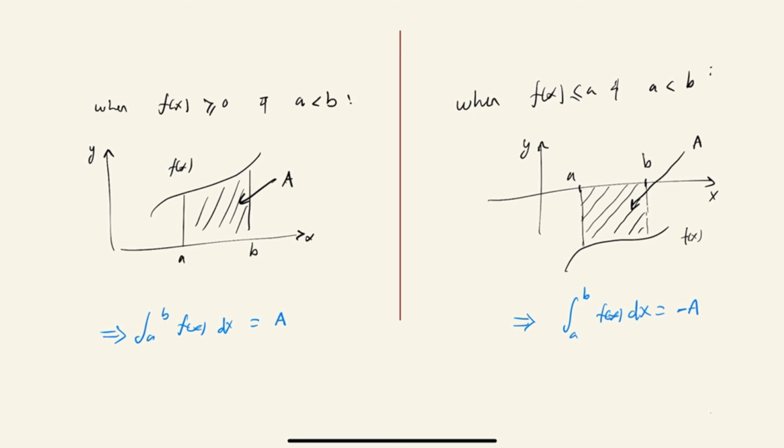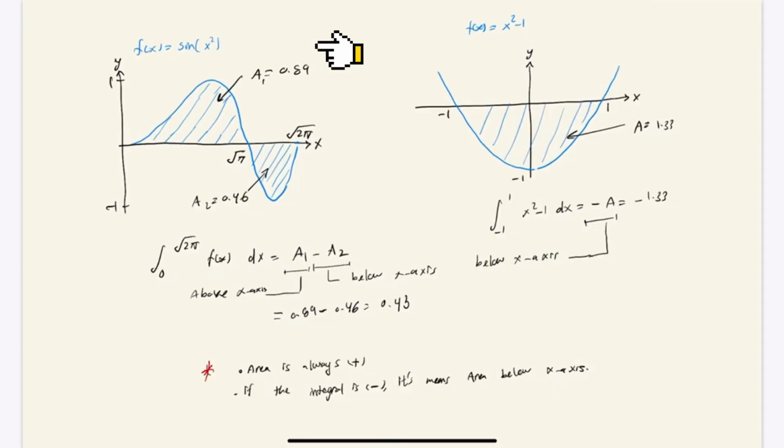So when the definite integral is positive, it means the area is above the x-axis, and when the definite integral is negative, it means the area is under the x-axis. Here on the left side, we have this function sine x squared, and you can see the graph. On the x-axis, we are going from 0 to the square root of 2π, and we are giving two areas. The first area can be represented by A1, going from x equal to 0 to square root of π, and the second area, A2, going from square root of π to square root of 2π.